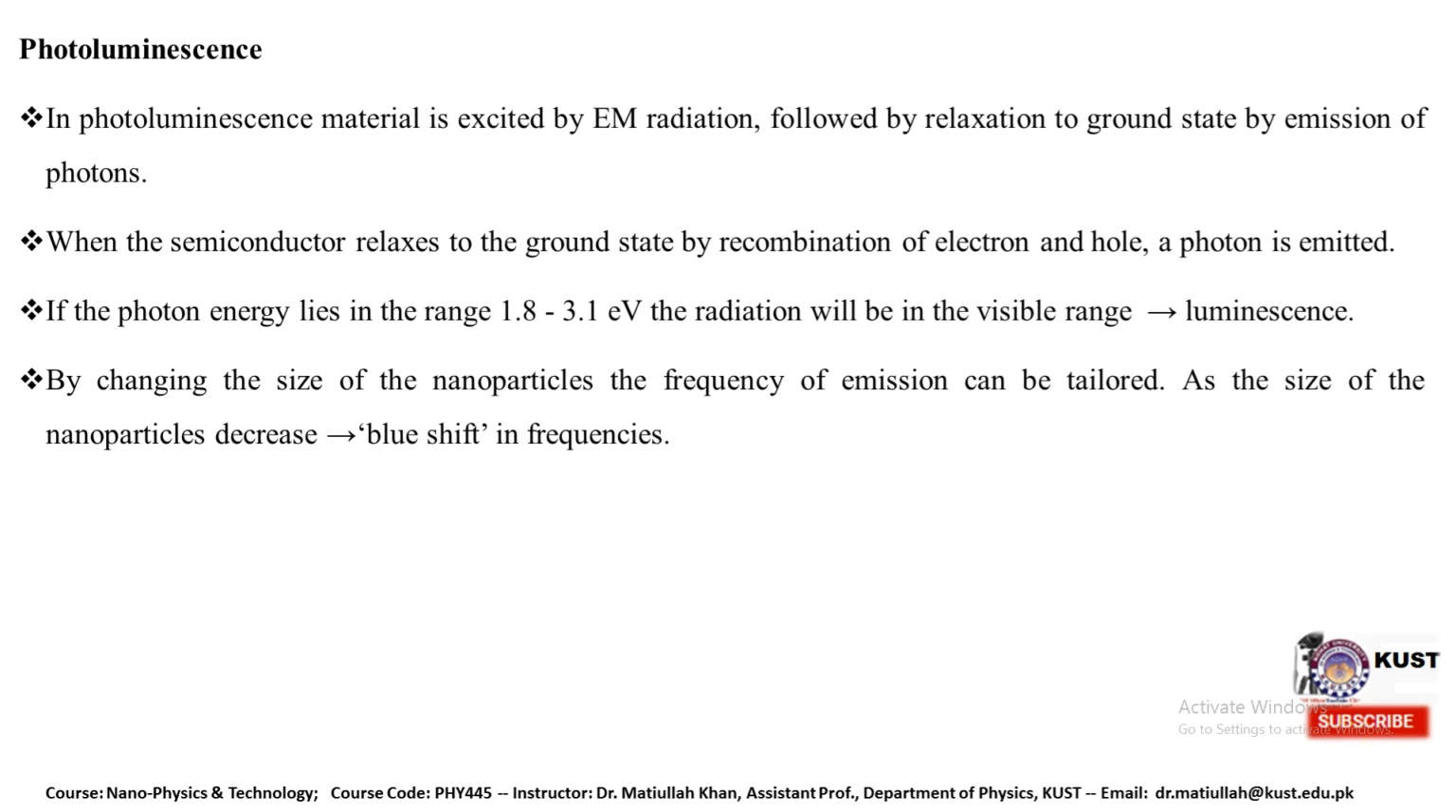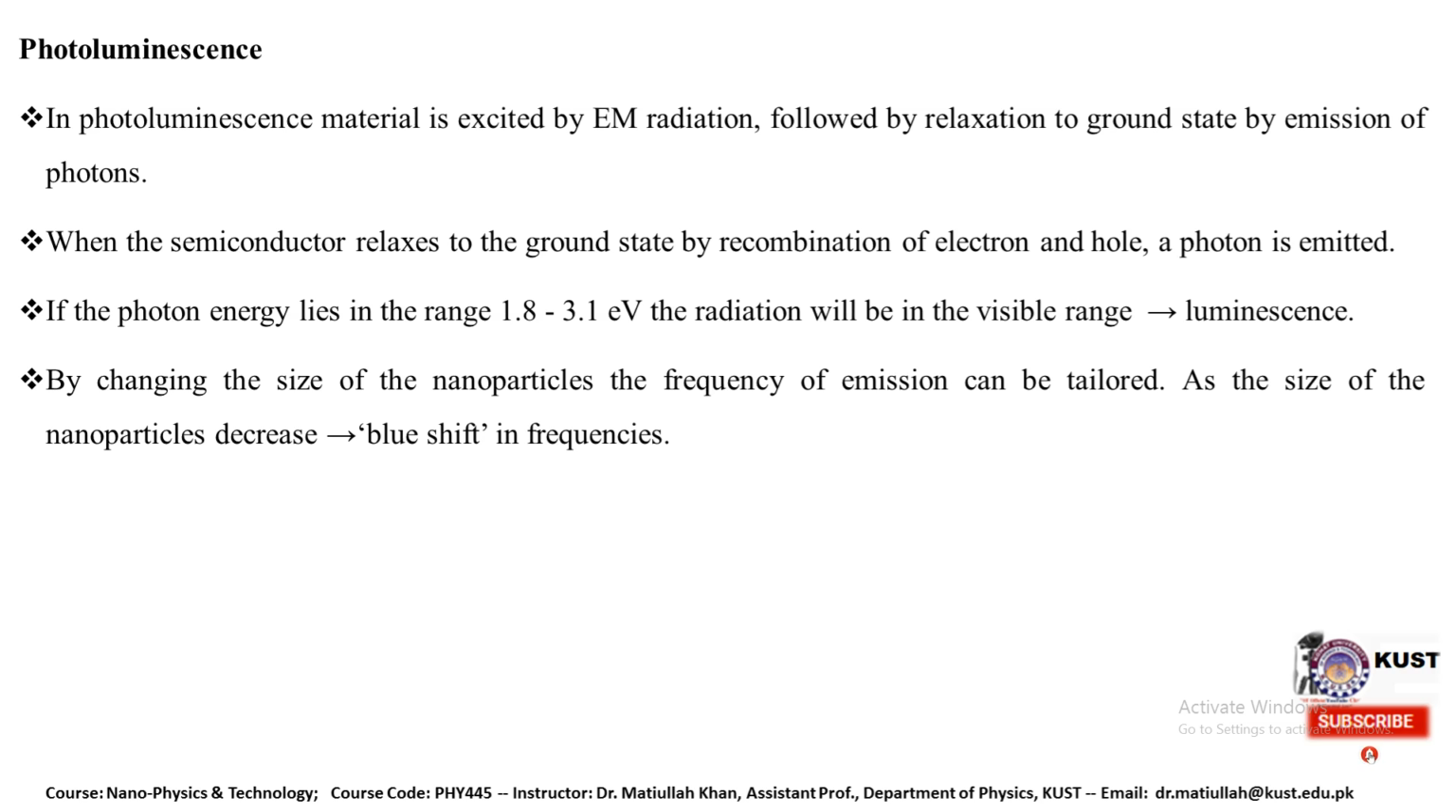So photoluminescence. In the case of photoluminescence, the material is excited with the help of electromagnetic radiation, and that is followed by relaxation to the ground state by emission of a photon, and we can observe or enjoy different colors out of that. When the semiconductor relaxes to the ground state by the recombination of electron and hole, what happens? This leads to the creation or the emission of a photon.